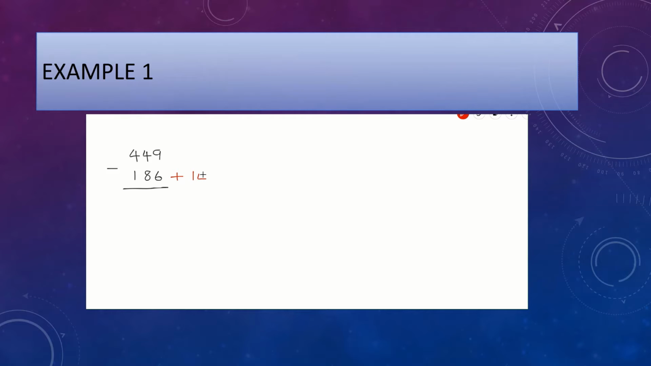As this is the equal addition algorithm, what we do to the one number, we have to do the same to the other number. So in this case, we have to add 14 to the top number. Now that we added 14 to each number, the top number becomes 463 minus, and the bottom number becomes 200.